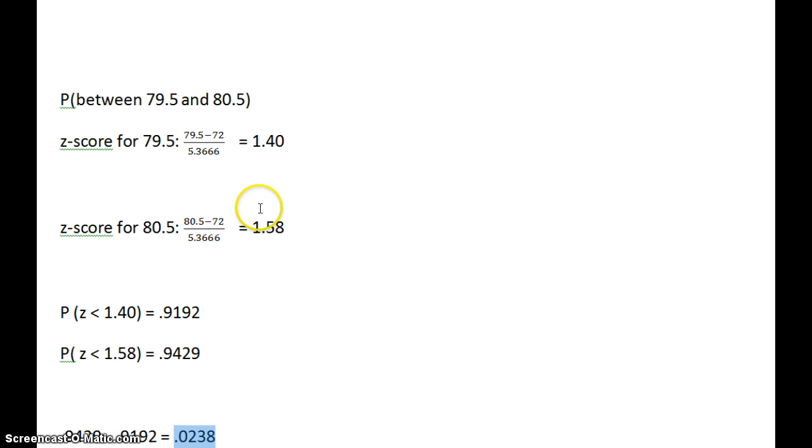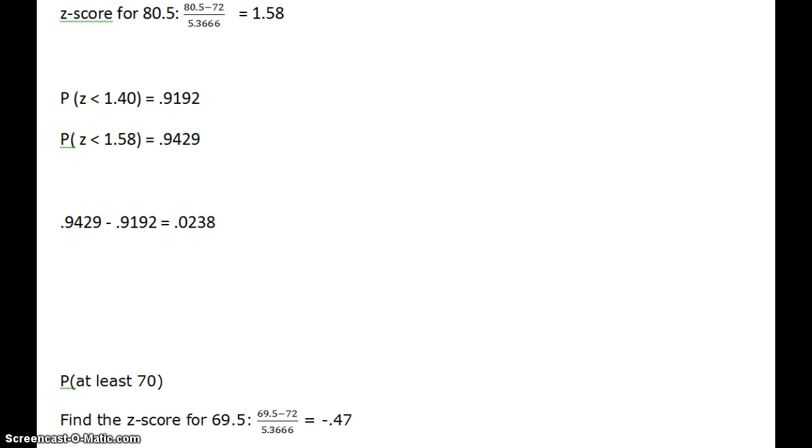And if you round it a little differently, either with the standard deviation, I think the book maybe has 0.0237, but that's just a rounding difference. It's almost exactly the same.